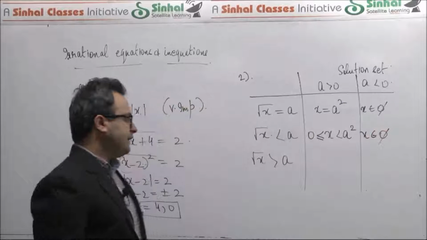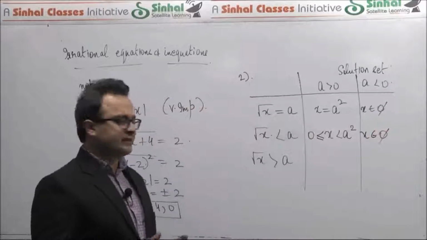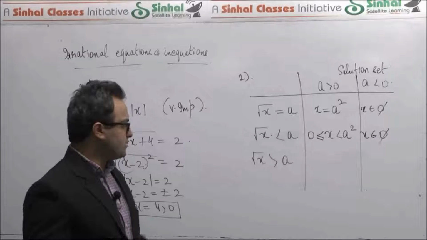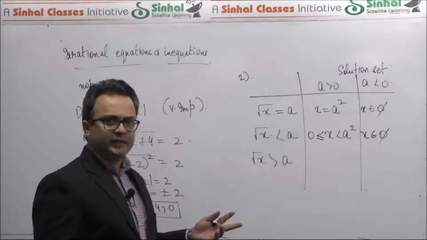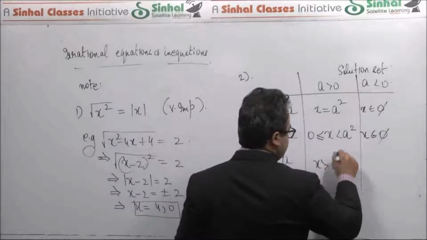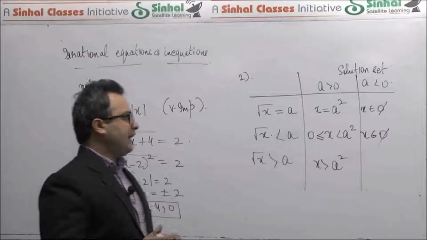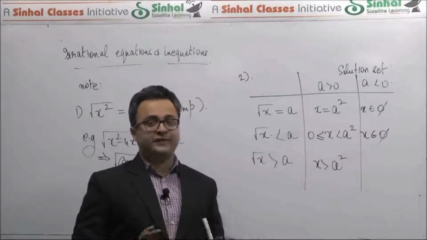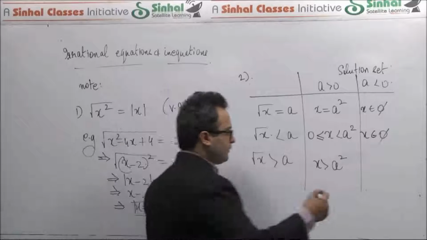Root of x greater than a: you can square both sides, since both sides are positive, if a is positive, so x is greater than a square, which automatically also ensures that root of x is defined. For root of x to be defined, x had to be greater than or equal to 0. So effectively, the solution set is x greater than a square. And for a negative, root of x greater than minus 2, all values of x, as long as root of x is defined in the first place, which will happen from 0 to infinity.